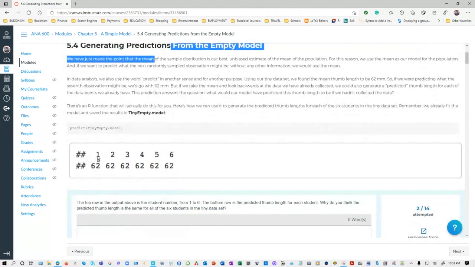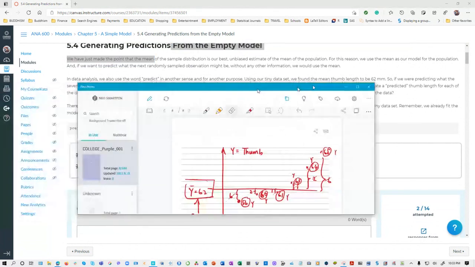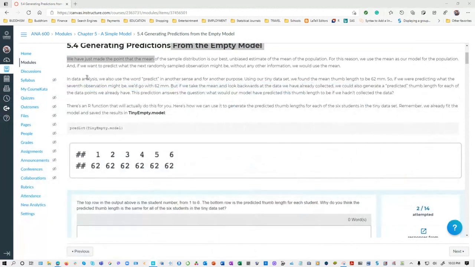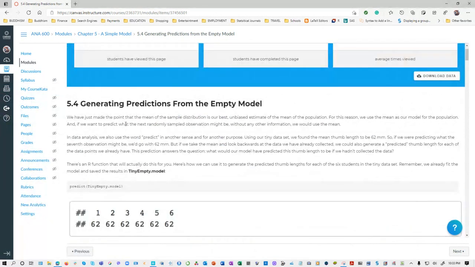We're going to say the data is coming from the same place. See, that's why it says over here very clearly: we just made a point that the mean of the sample distribution is the best unbiased estimate of the mean of the population. We use the mean as our model for the population, and if you want to predict what the next randomly sampled observation might be without any other information, we would use the mean.